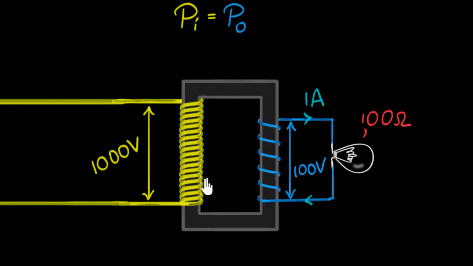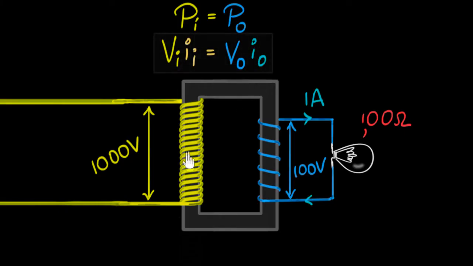And how do we calculate electric power? We calculate that as the product of voltage and current. So the input power would be the input voltage, I'm just going to write V_in, that's our 1000, multiplied by the input current, which I need to calculate. And that equals the output power. I'm just going to write V_out, which is our 100, multiplied by the output current.